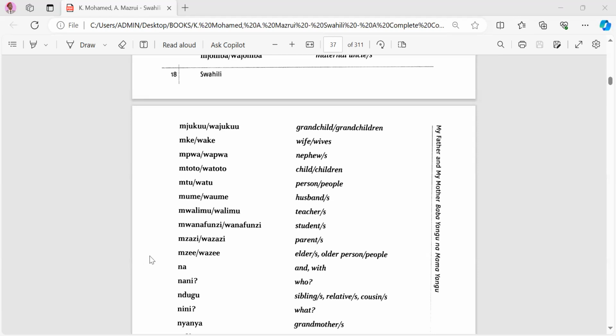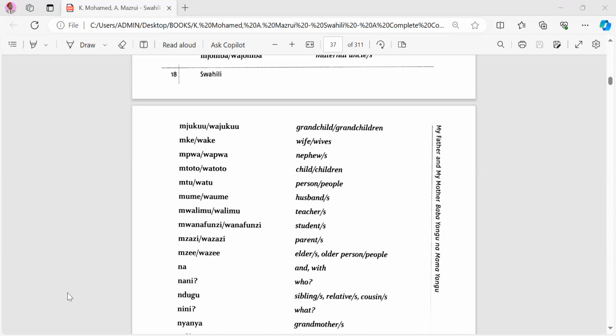Mume, waume. Mume, husband. There's no E. Don't say it like mumi, it's mume. Waume, husbands. Mwalimu, walimu, teacher, teachers.